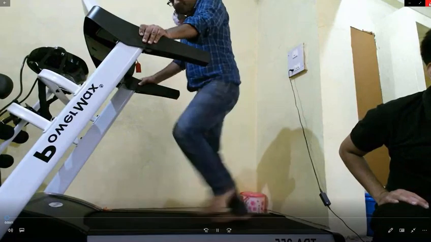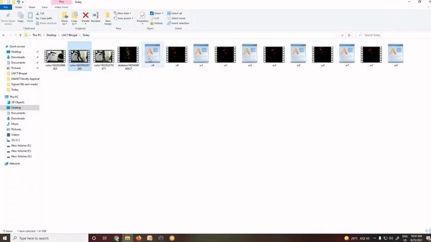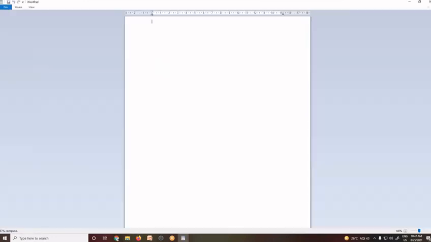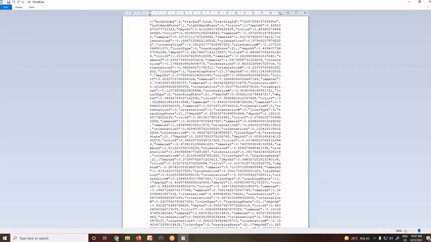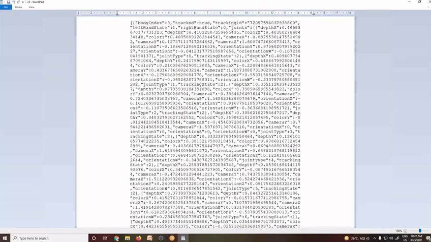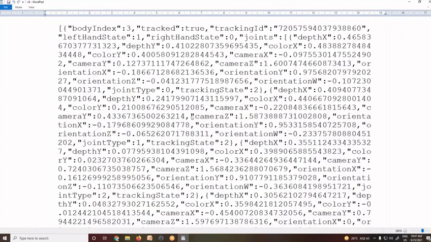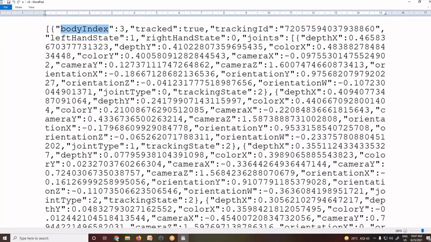Like on the treadmill, when I was running, I captured this data. The file which I received is a JSON file, JavaScript Object Notation file. You can read the data. As I told you, this Kinect sensor can track at least 6 bodies. So the body index is 3, that means the third body index is given to that single person.